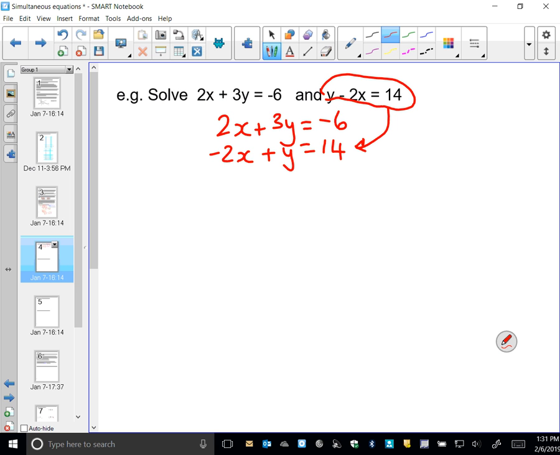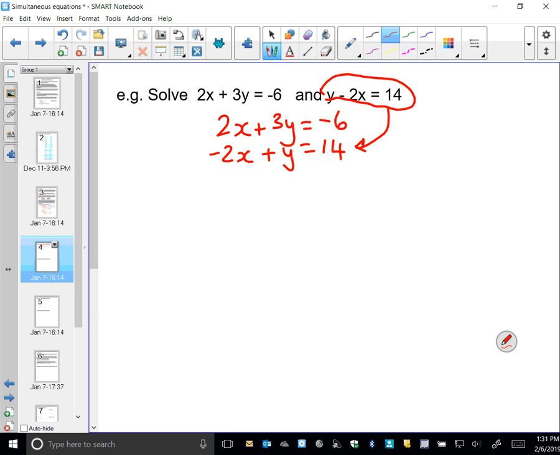It will always be that you're eliminating either the x's or the y's, because you can only solve the equation with one unknown.